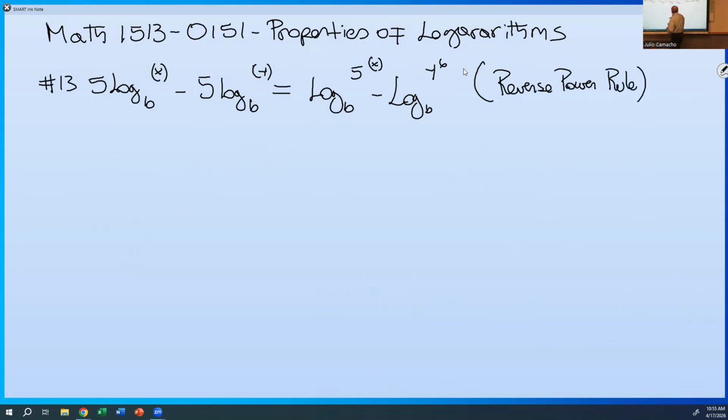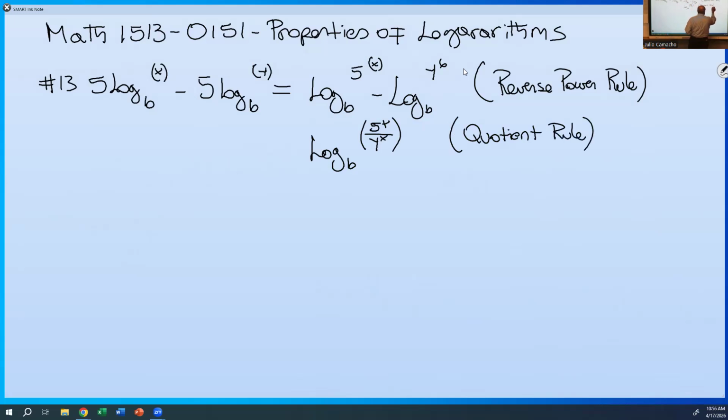And now, after reversing the power rule, I can reverse the quotient rule. So I can put all in one log. So you have a log b, and in the numerator you have 5 to the x power over y to the x power, and we have reversed the quotient rule.